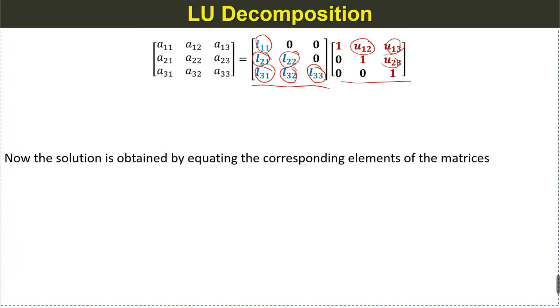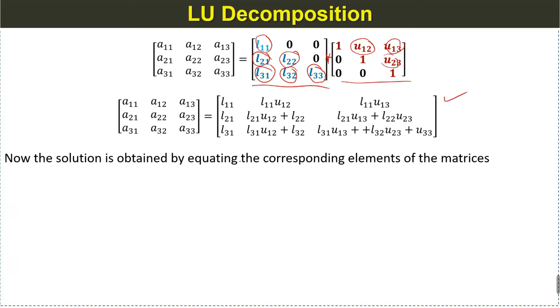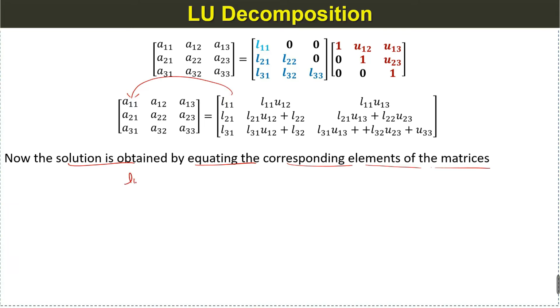To find these values, first we multiply these two matrices with each other, and after multiplying we get this matrix. Now we equate the entries of this matrix to the coefficient matrix, and then we simplify the equations to find the values of the unknowns. The solution is obtained by equating the corresponding entries of the matrices. First equate the first entry: L11 is equal to A11. So the value of L11 will be equal to A11.